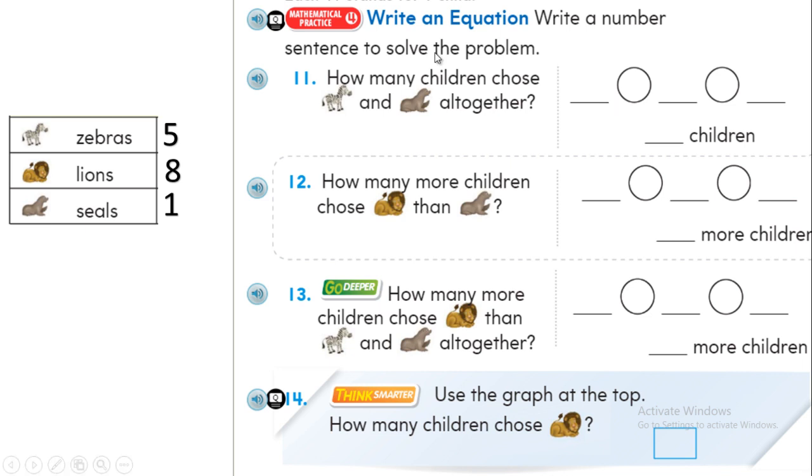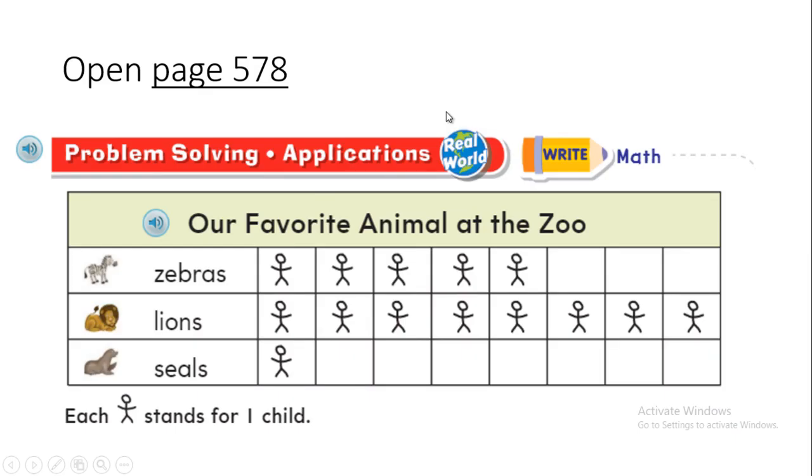What's the first problem? Number 11. How many children chose zebras and seals altogether? So we can go back here to see how many children chose zebras and seals. We can count it all together. 1, 2, 3, 4, 5, and 6. So 6 children chose zebras and seals.